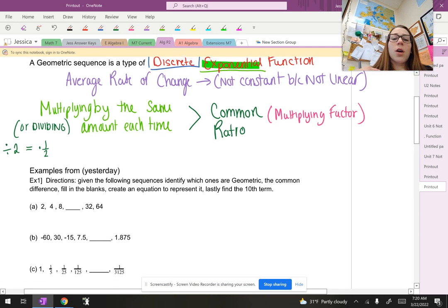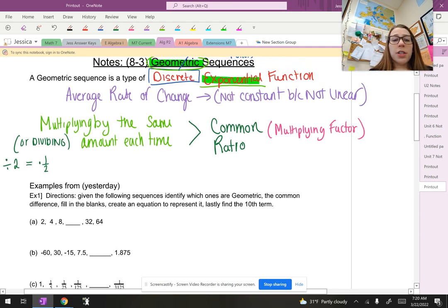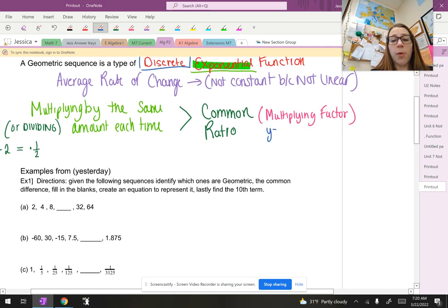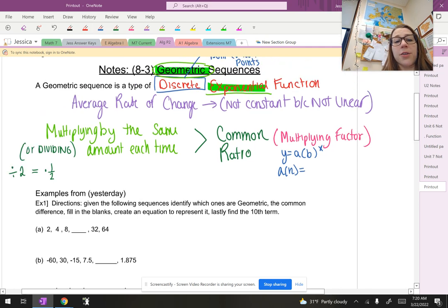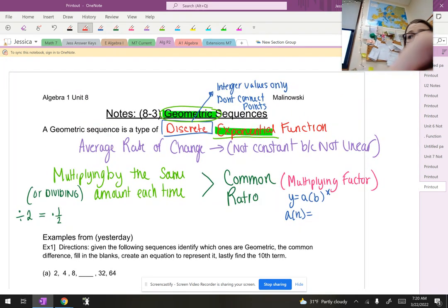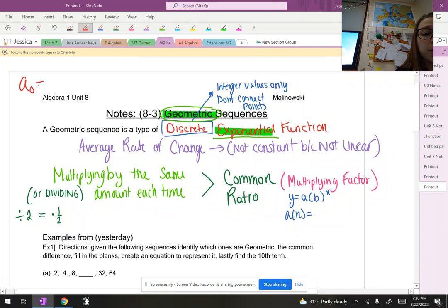Okay. So exponential, the first thing or the equation that should be coming to your mind when you think about exponential is y equals a times b raised to the x power. So this time, instead of using x and y, we're using a of n, for function notation. That a piece represented my y-intercept. Our y-intercept, remember, we're going to write this at the top for a bajillionth time. A sub 0 is my y-intercept.